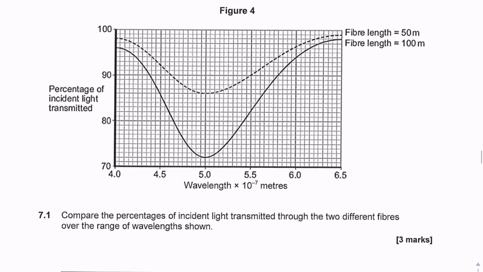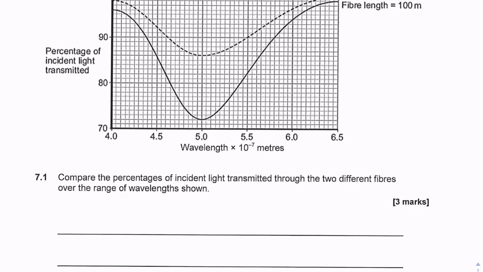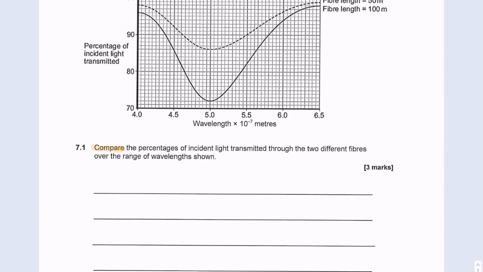So read through the question. Lots of us found it difficult to actually do a comparison here. Lots of us spent a lot of the time describing, but actually didn't get any marks because you have to make a comparison. If you say at 4 times 10 to the minus 7 meters, the 50 meter fiber had a certain percentage and the other one had a different percentage, and all you're doing is describing points without saying which one's greater or which one's less, or making a comparison, you're not going to get any of the marks. Okay, so that was really, really important.